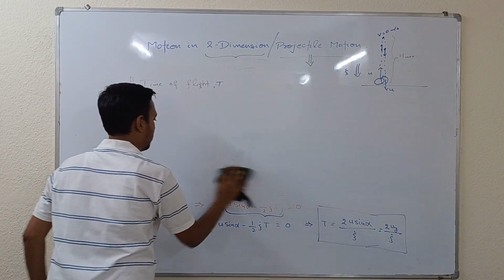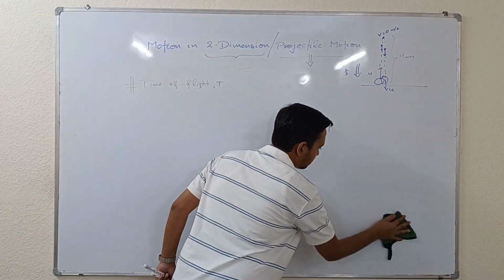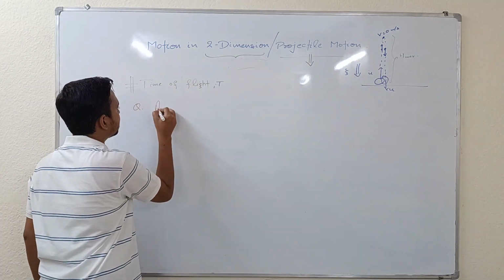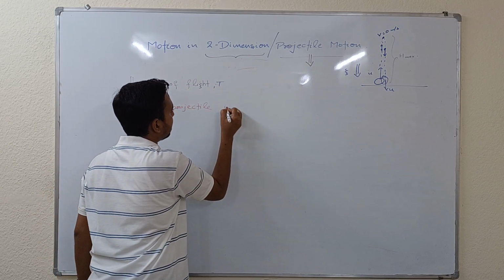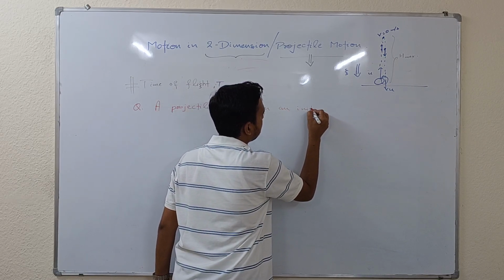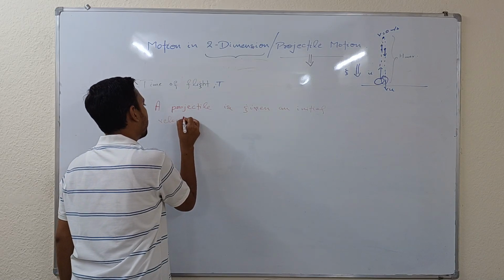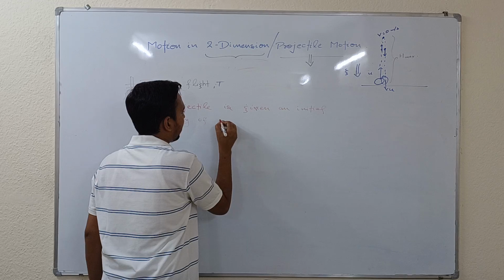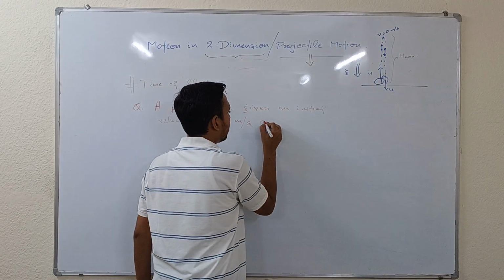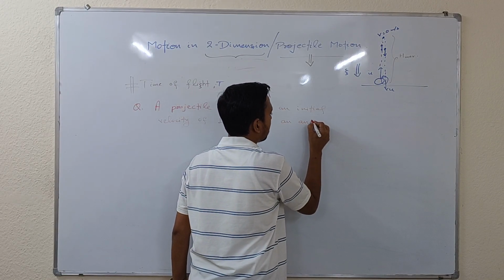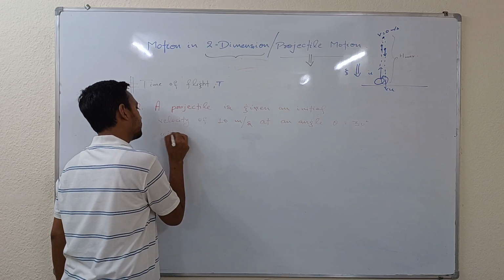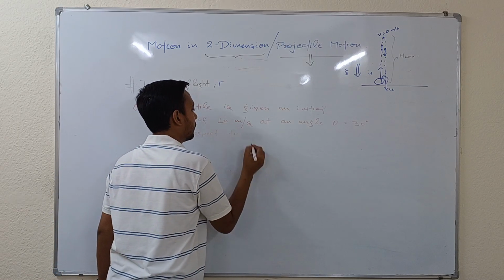Now, can we have some examples here? So let's say the question is, a projectile is given an initial velocity of, let's say, 10 meter per second, at an angle theta equal to 30 degree with respect to the horizontal plane.